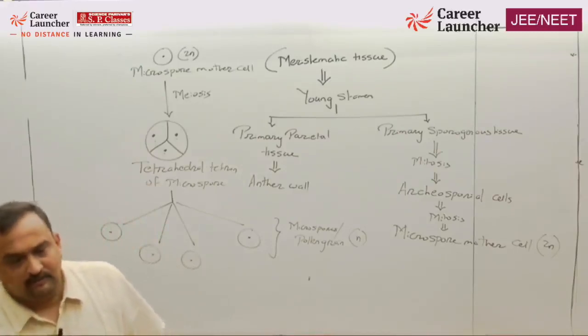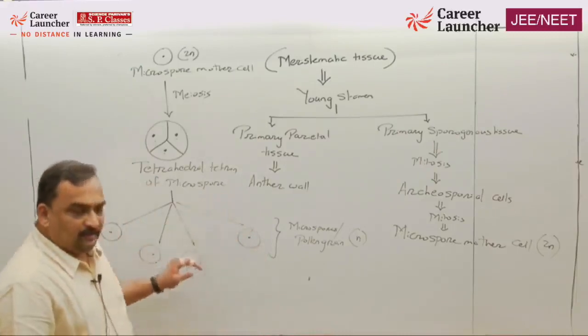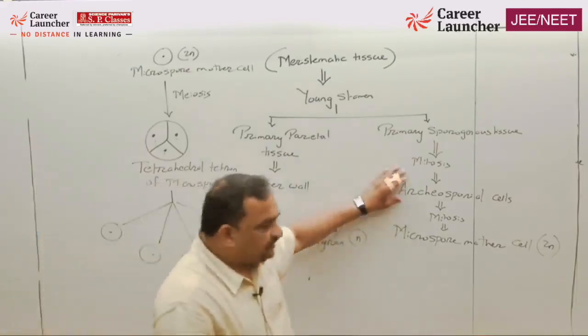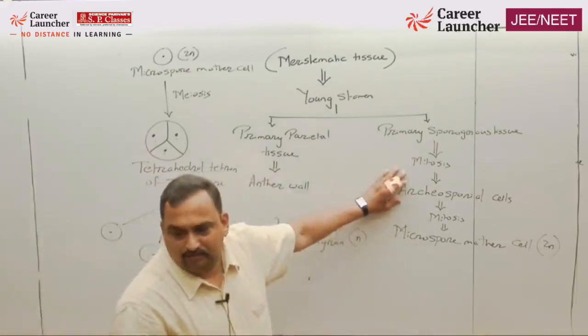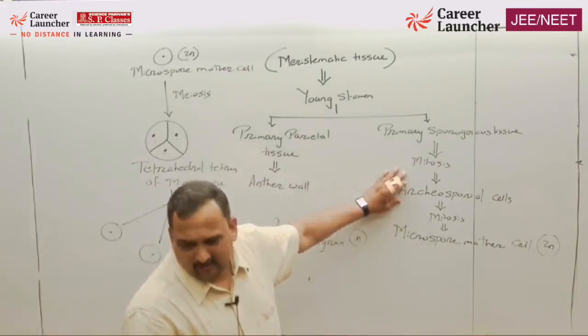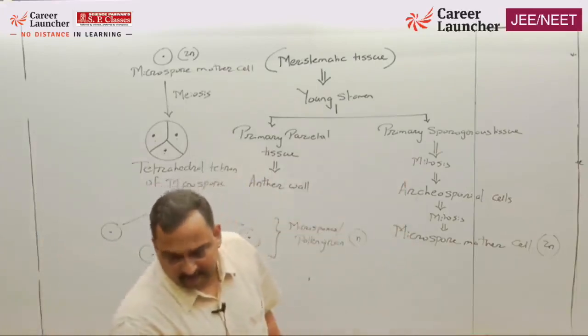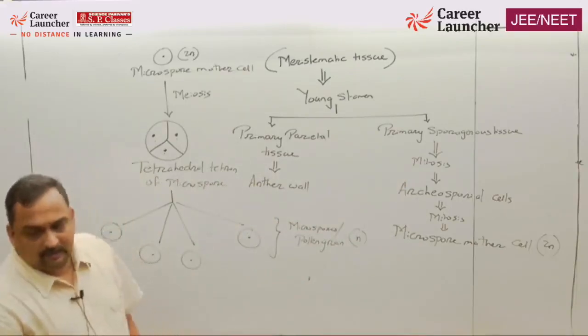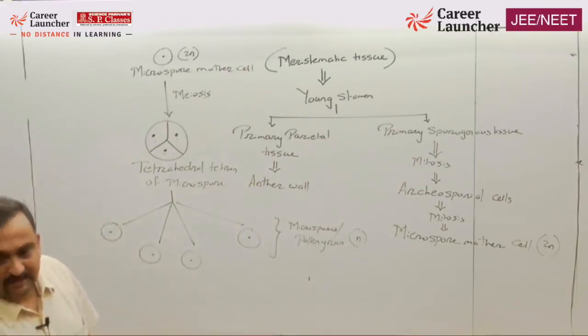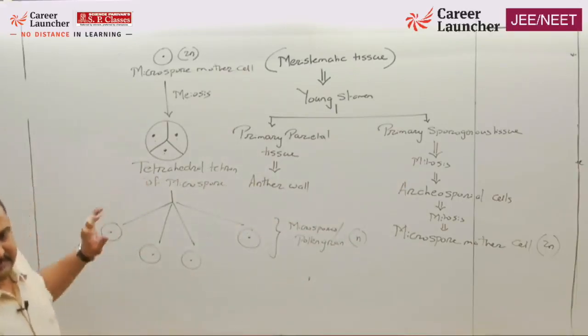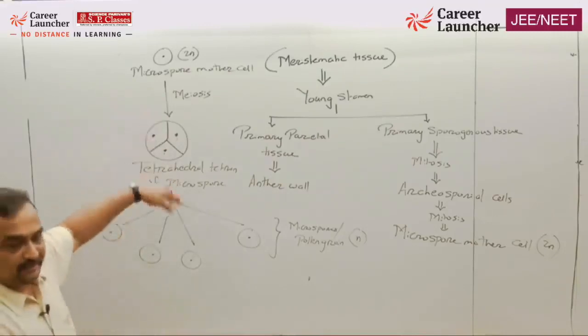So at that time there was the tetrahedral tetrad, the microspores, but details like archaeosporial cells and those things were missing because that was not part of our syllabus itself. That's why. This year you will see everything in much more detail in this specific topic. I guess everyone has written it. Right.